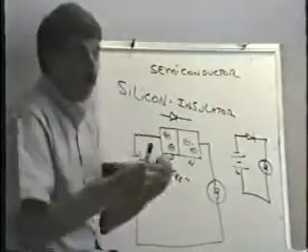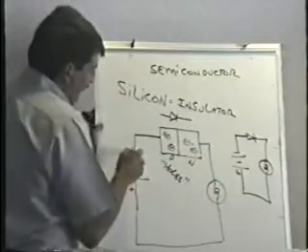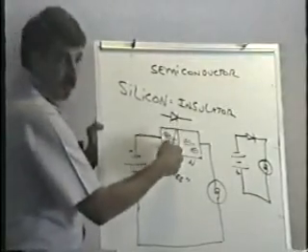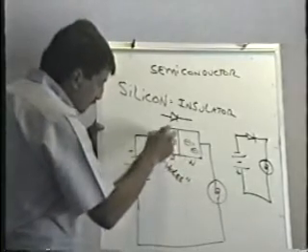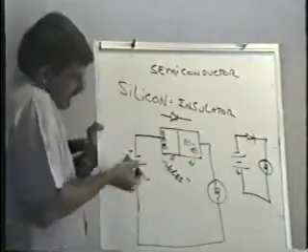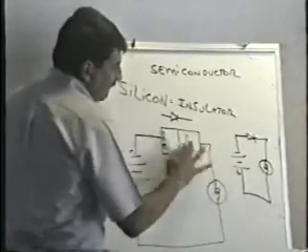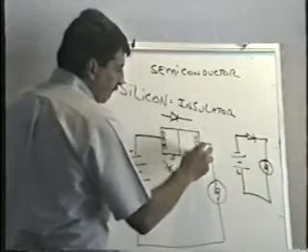Remember, opposite charges attract each other. Here's the negative side of the battery connected to the positive charges. It's going to suck them this way, isn't it? Away from the PN junction. Positive, positive. Away from the PN junction. Here's the positive side of the battery connected to the electrons. Same thing. It's going to suck them away from the PN junction.